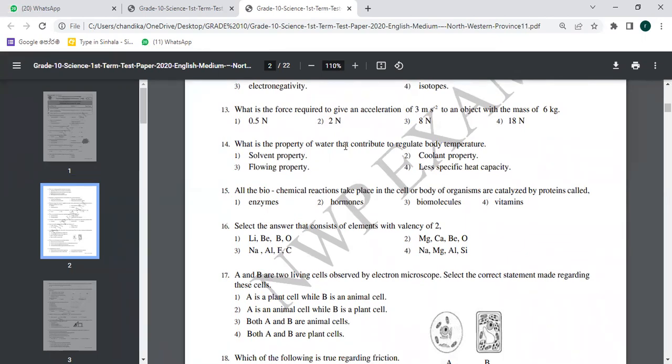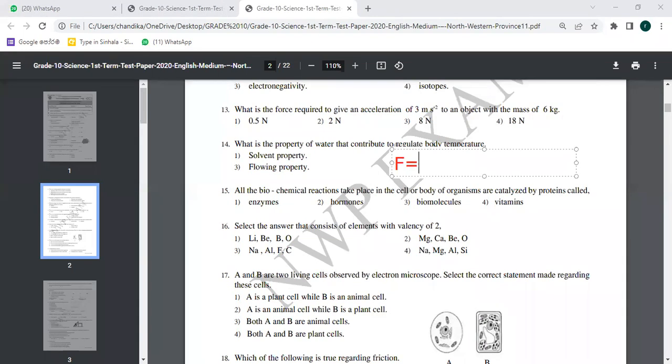Thirteen. What is the force required to give an acceleration of 3 meters per square second to an object with a mass of 6 kilograms? So there is a small mathematical sum. I will do it, right? Mathematical sum like this. Okay, I will work it out. Fourth one. Yeah, I will do it right there.